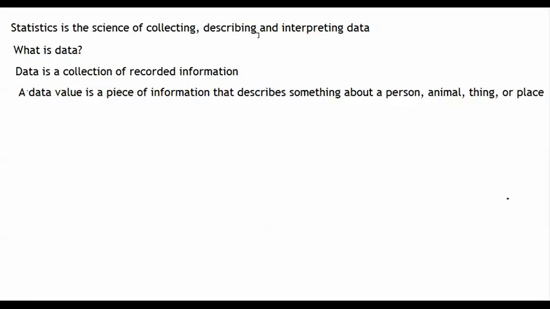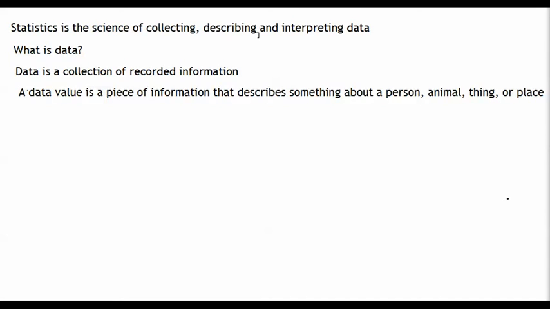Statistics is the science of collecting, describing, and interpreting data. What is data? Data is a collection of recorded information. In statistics, the word data is plural for the word data value. A data value is a piece of information that describes something about a person, animal, thing, or place.